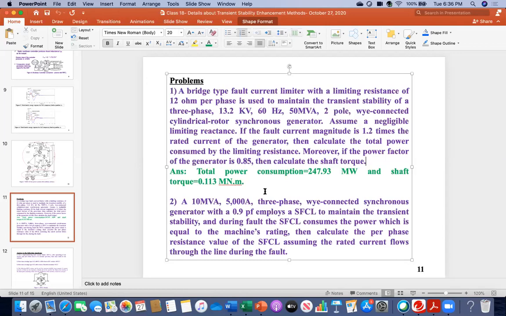Lakshmi, did you get the second one? Yes, Dr. Ali, I got it. Okay, you might express it in Newton meter or kilonewton meter. No problem. I just expressed it in meganewton meter, approximately 0.113. Anybody can express it in kilonewton meter or the very long value in Newton meter, no problem.